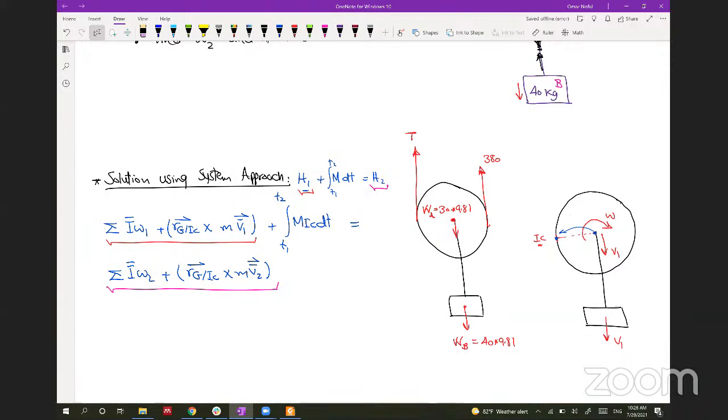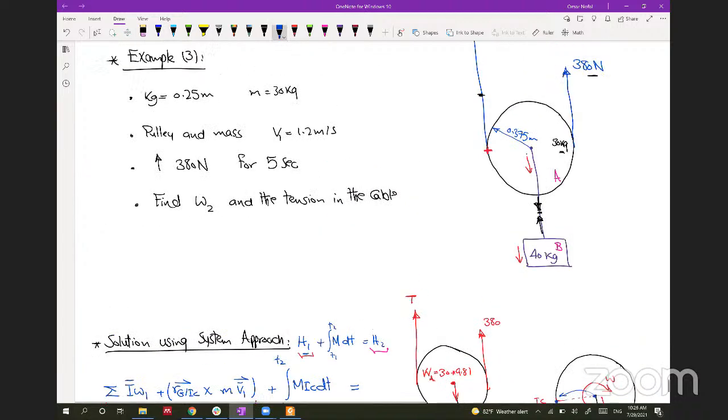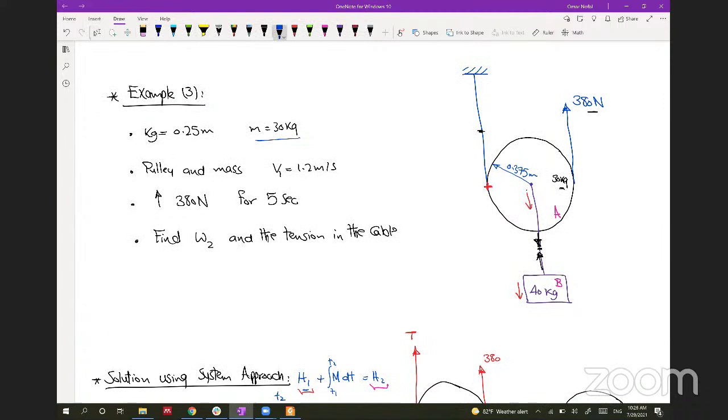Okay, so we need to get I bar, and we need to see if we can get omega 1 or omega 2. So I bar, actually we can get it from here. We have the mass, we have K, so I bar will be equal to M multiplied by kg square, and this is 30 multiplied by 0.25 square. So this will be equal to 1.875 kilogram meter square. We got I bar.